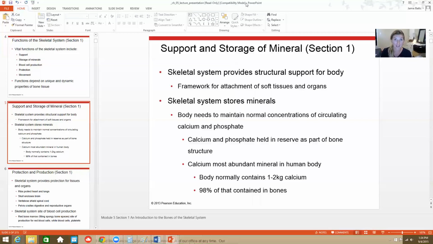So let's talk about minerals. The main minerals being calcium and phosphate. So the most abundant mineral in our body is calcium, and our bones have the majority of that. 98% is in our bones.